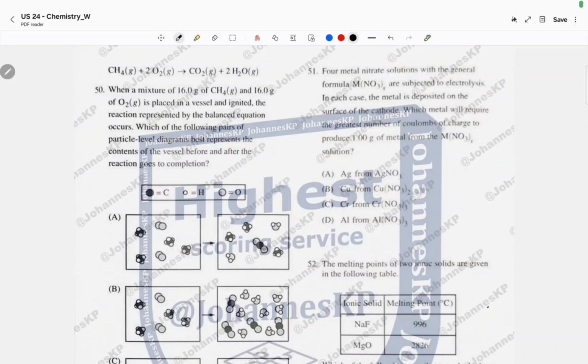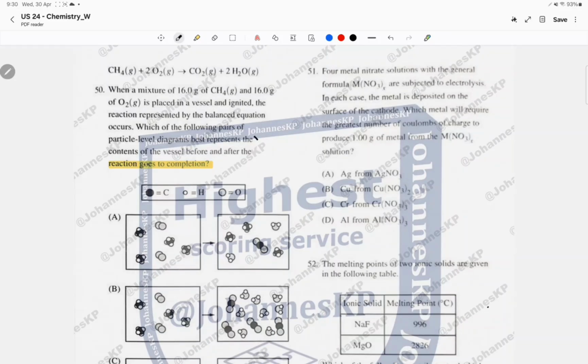Okay, so here it says that the reaction is going to go to completion, which basically means one of your reactants is going to become zero. That means one of your reactants is going to be limiting. So how do you find the limiting reactant? You must find the mole of each reactant and then divide by the coefficient to see.